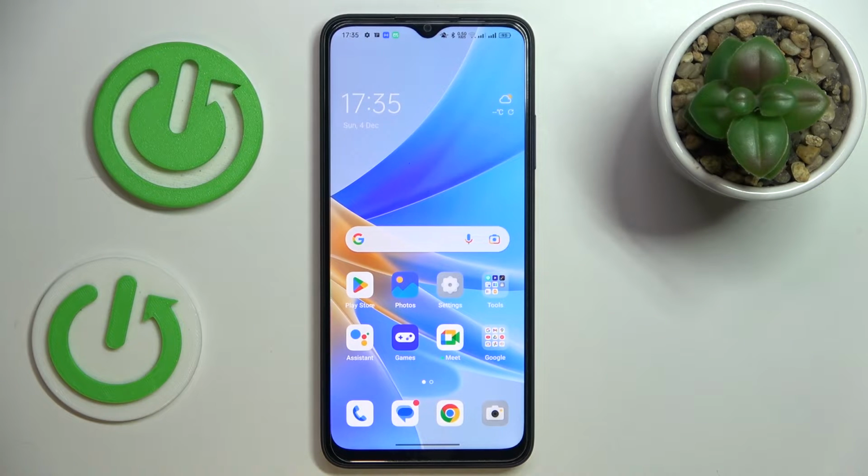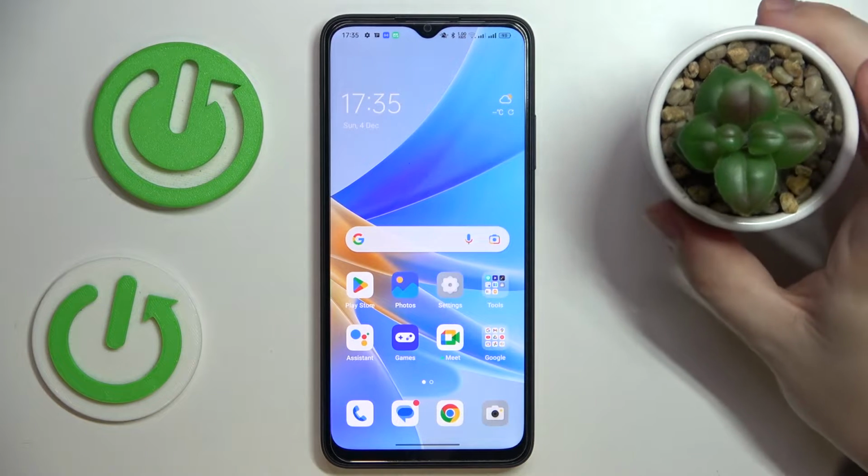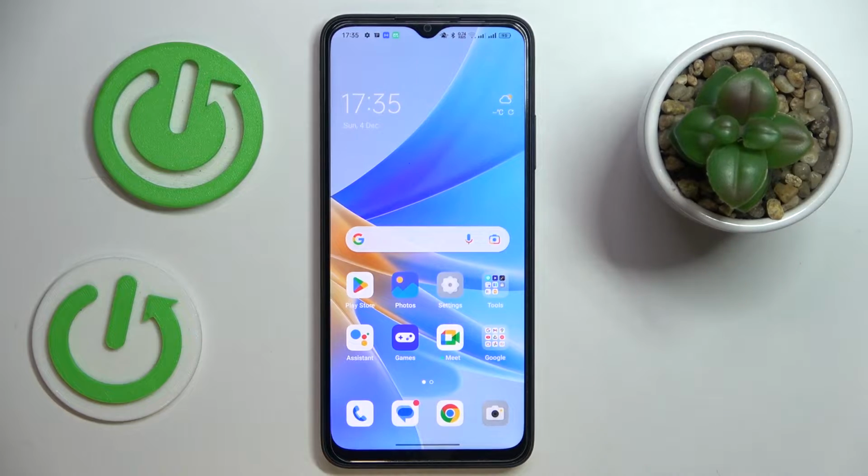This is the Realme A17, and today we would like to demonstrate how you can check how much internal storage you have on this device.